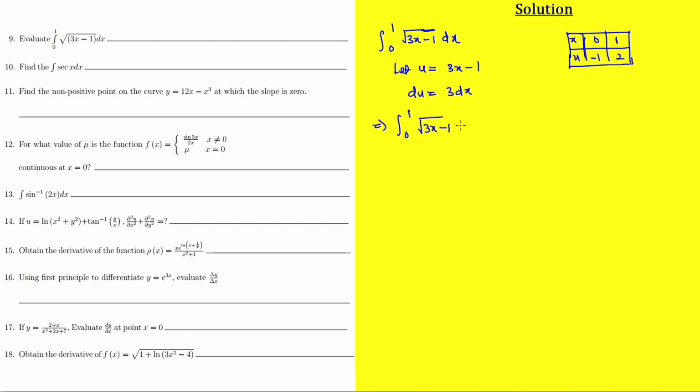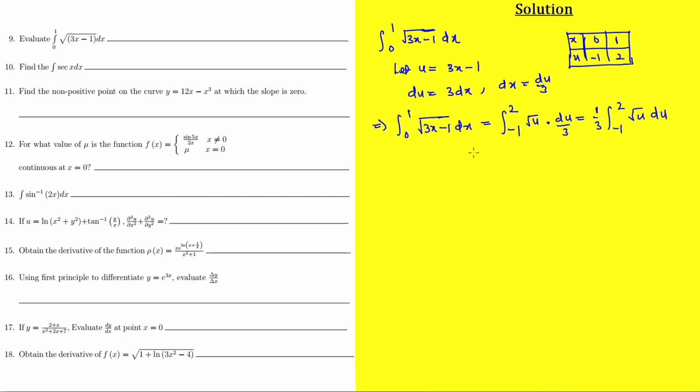multiplied by, now, what's my dx here? My dx is just du over 3. So that means I have 1 over 3 times the integral from minus 1 to 2 of the square root of u du.